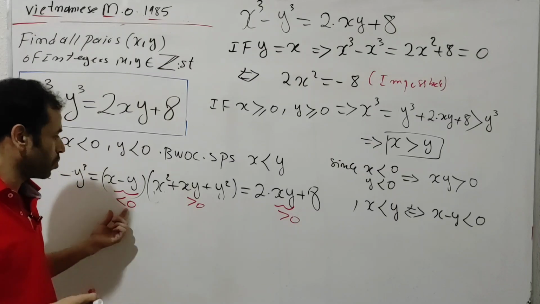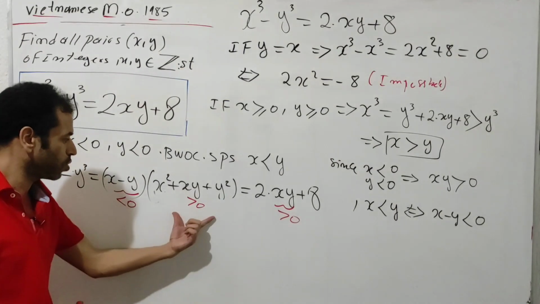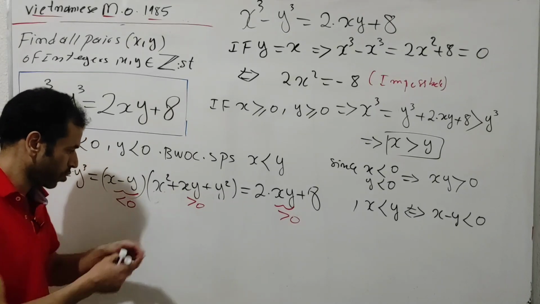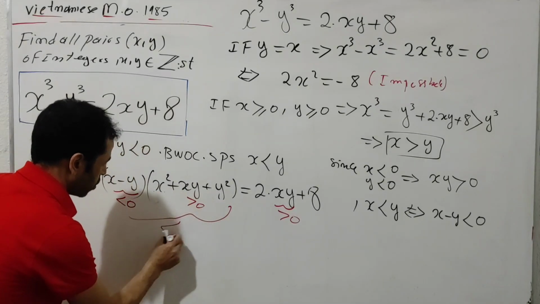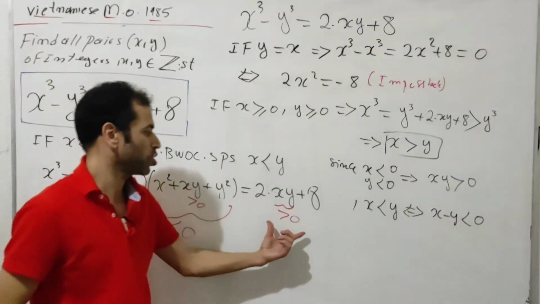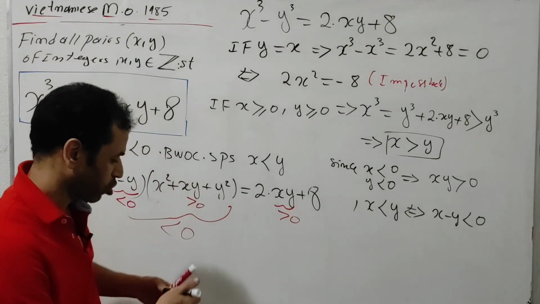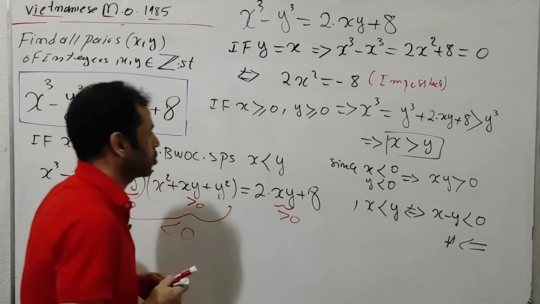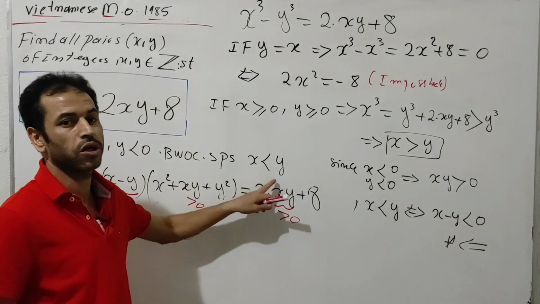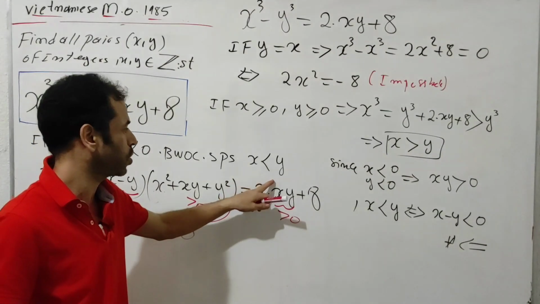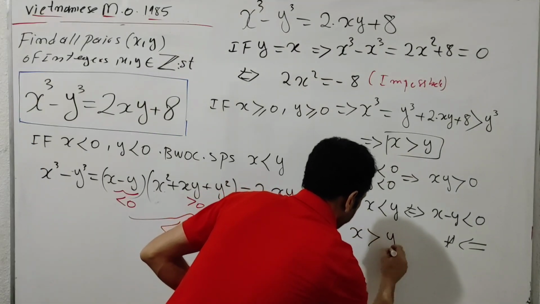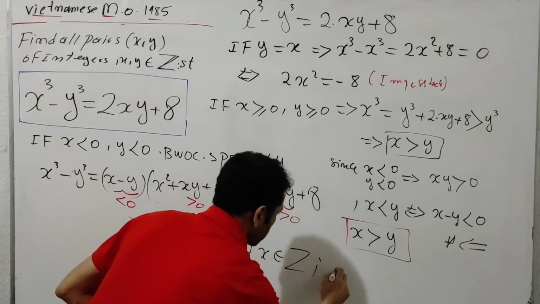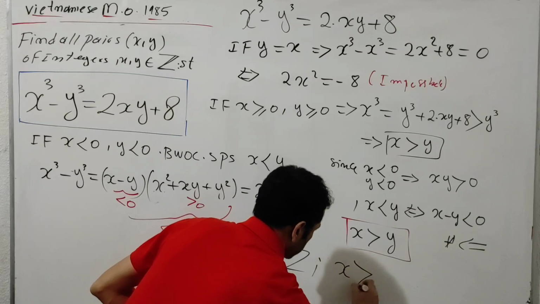Since this term is negative and this term is positive, the entire left hand side of this equation is negative. But the right hand side of this equation is positive. That means it's a contradiction. Okay, what does contradiction mean? That means x is strictly superior to y. Okay, I mean, for all integer numbers, x is strictly superior to y.